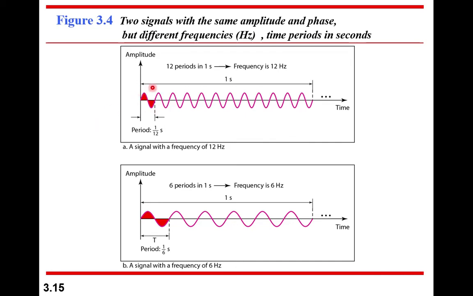You can see that in 1 second, how many cycles are completed? How many cycles of a signal are there in 1 second? This is called frequency. The time period is measured in seconds, but the frequency is measured in hertz.